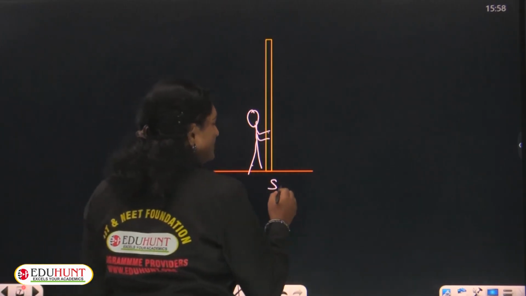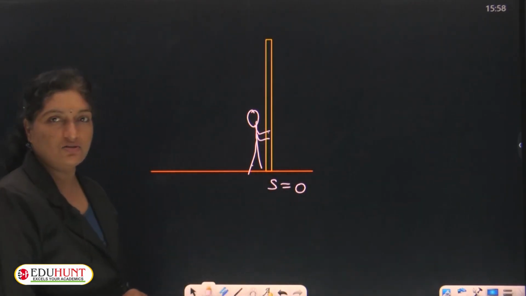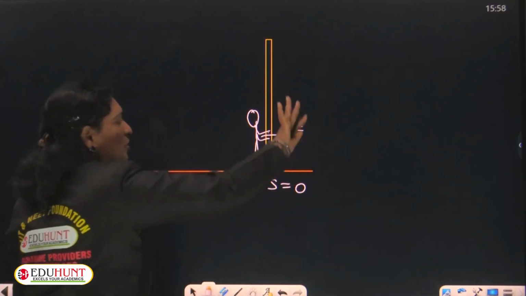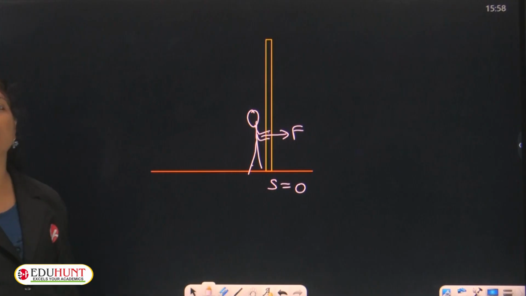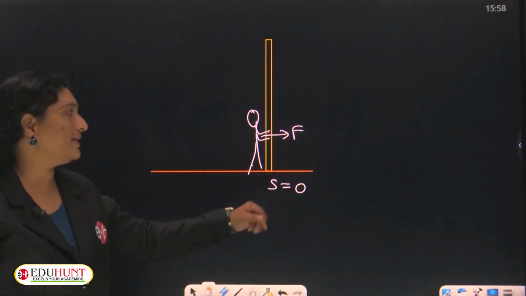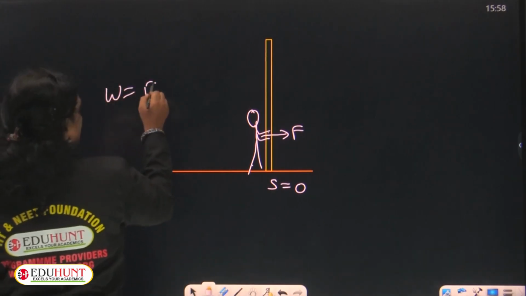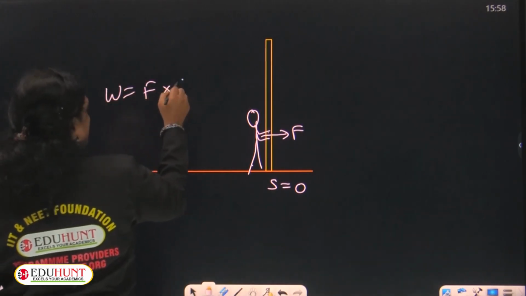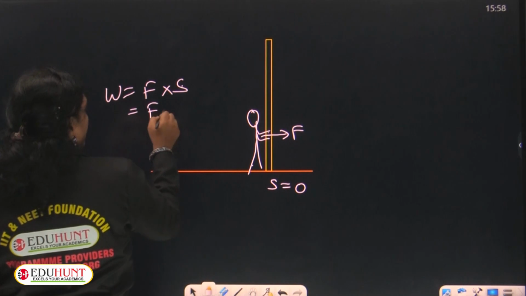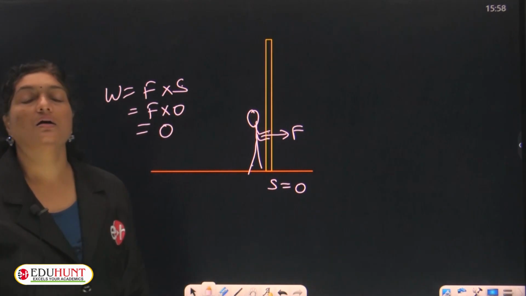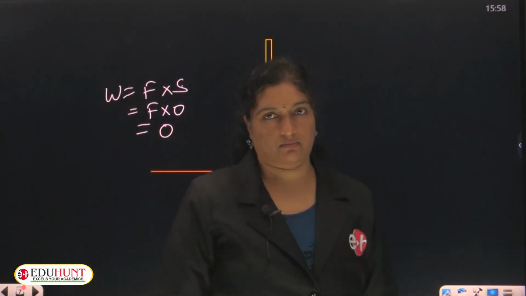So in this case, the displacement of the wall is zero. Even though the person applies force on the wall, the wall is not moving. So the displacement of the wall is zero. In that case, work done is equal to force into displacement, so F into 0 equals 0. So this is an example of a zero work done.